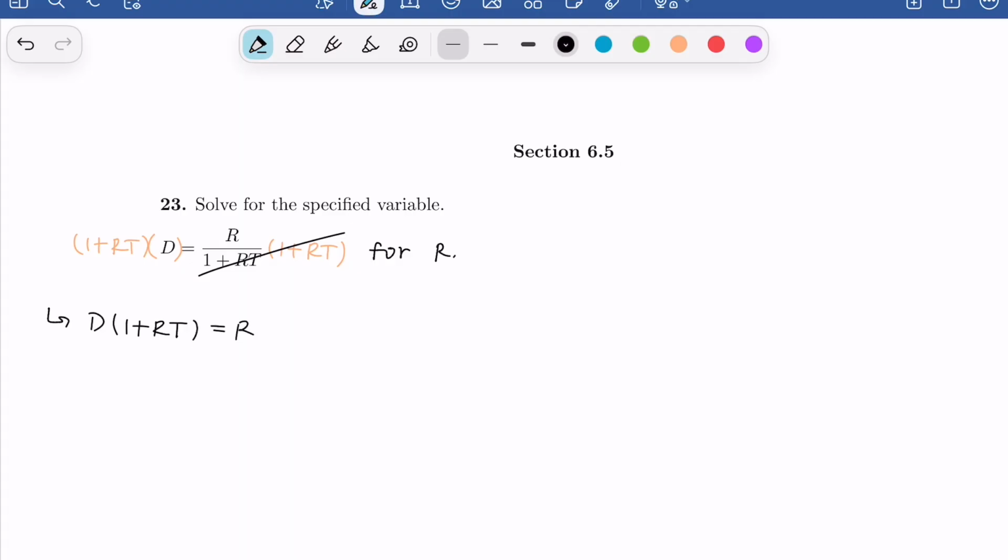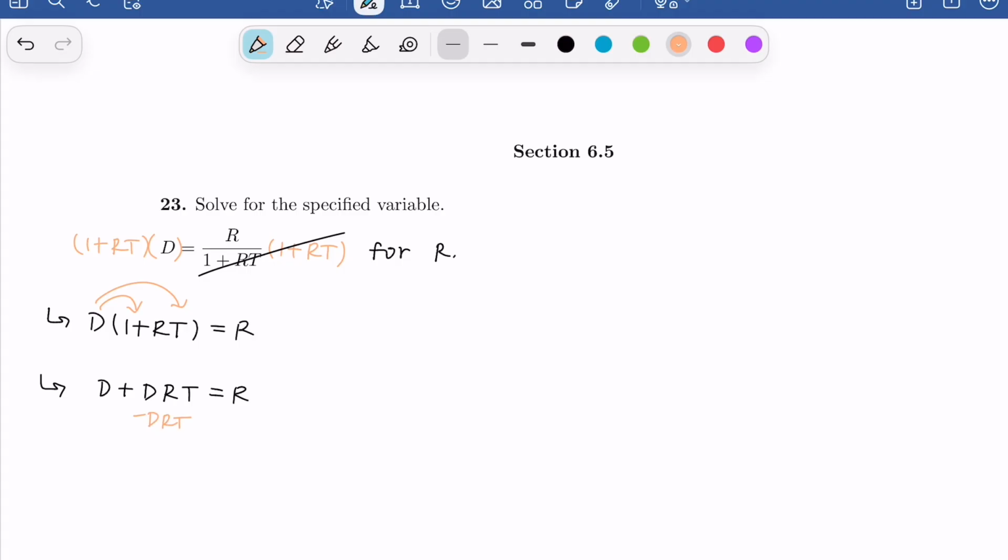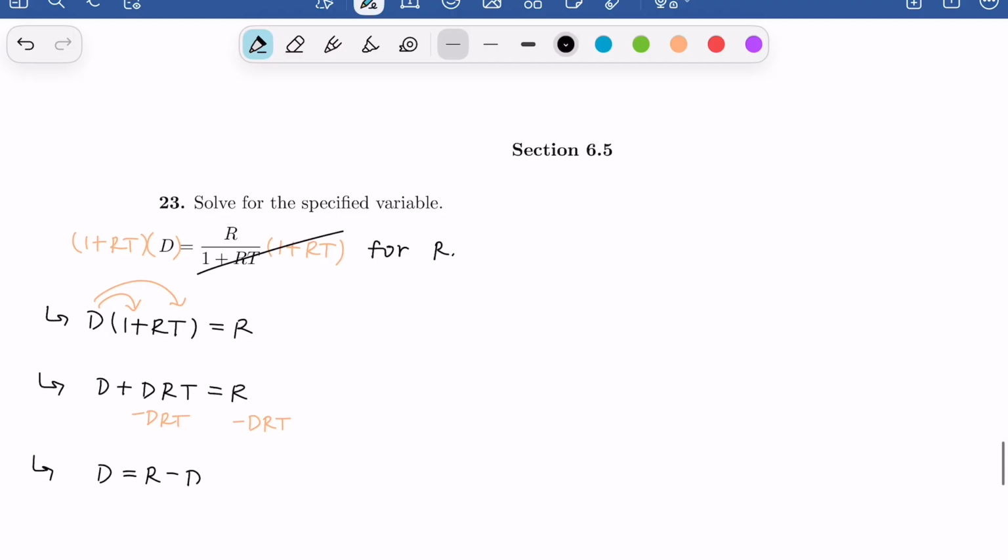Now we have this multiplication here, so let's distribute this d to both terms in our parentheses. We're going to multiply this and this. We're going to end up with d plus drt is equal to r. Okay, now we're getting somewhere. We don't have any multiplication or division going on. And again, we're trying to isolate this variable r. So let's try to get both of our r terms to one side of our equation. In order to do that, I'm going to subtract drt on both sides. And I have to take this whole thing because drt is one whole term. So I'm going to get d is equal to r minus drt.